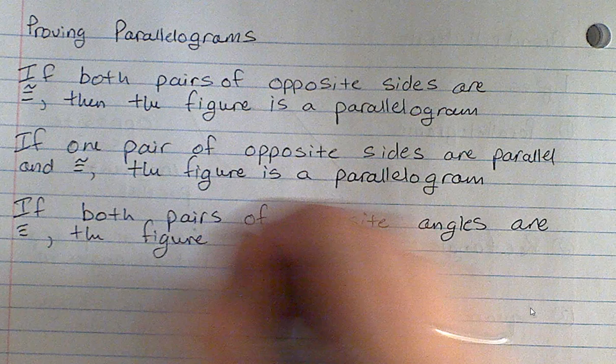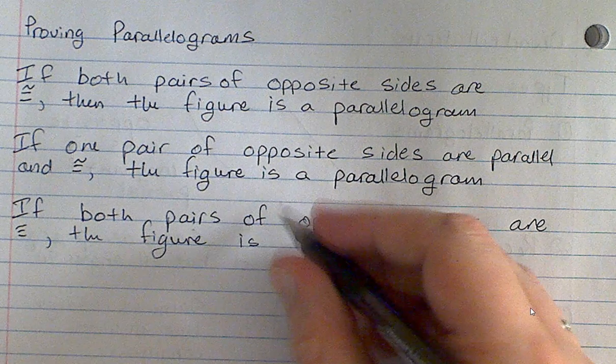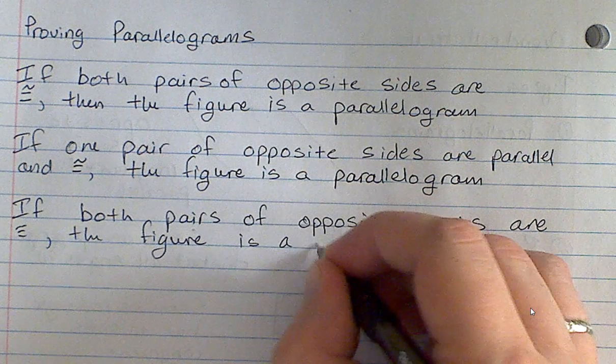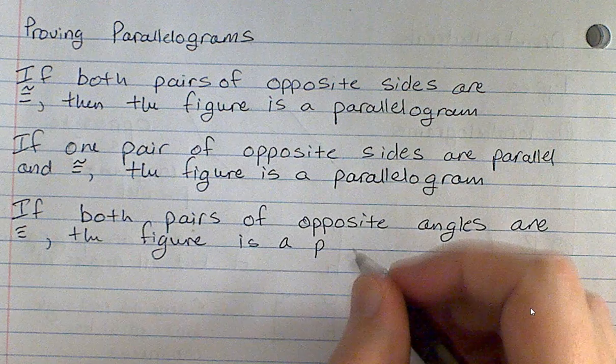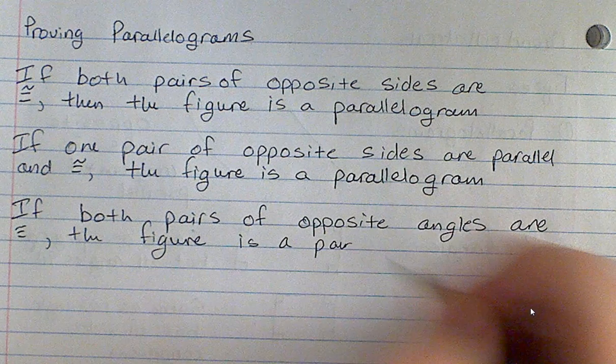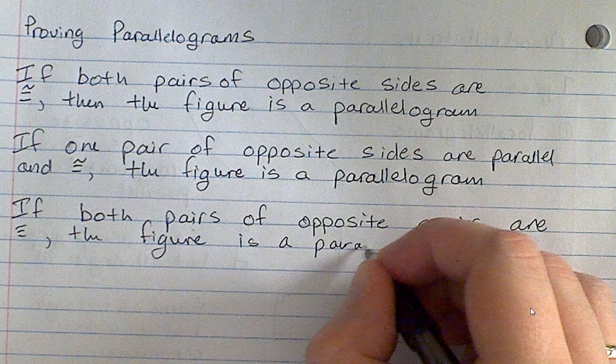This feels like the setup to those "you might be a redneck" jokes. If both pairs of opposite angles are congruent, you might be a parallelogram.